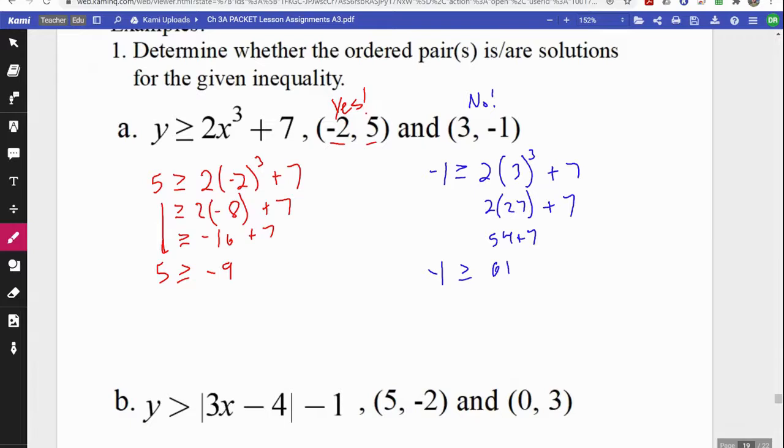Oppositely, if you plugged in 3, -1, this point would, on the graph, lie outside of the shaded region because it does not make a true statement when you plug it in. That's the main gist of why we're doing this.